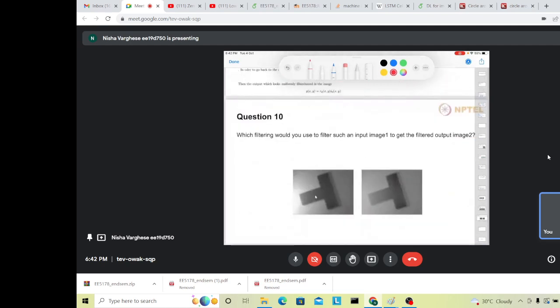Which filtering would be used to filter such an input image 1 to get the filtered output image 2? Here you can see that in most of the images the light tone will have such an output, right? Here you will have a higher illumination, and as we go across, it will have lesser illumination. If you use homomorphic filtering, you will get an output like this.